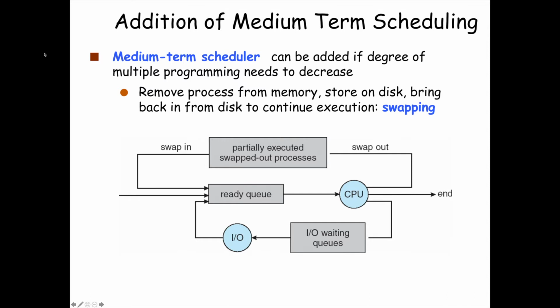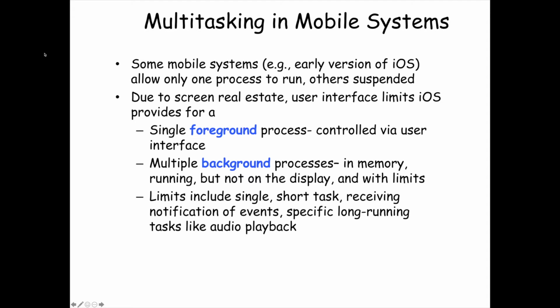All right. So let's look at multitasking in mobile systems. Now, certainly, when we talk about the long-term scheduler, the short-term scheduler, and the medium-term scheduler, that's all very general. But certainly, if the platform changes, i.e. the resource set changes upon which your operating system runs, you're going to have to change the way the scheduling works. Now, of course, in mobile systems, you don't have as much battery power.